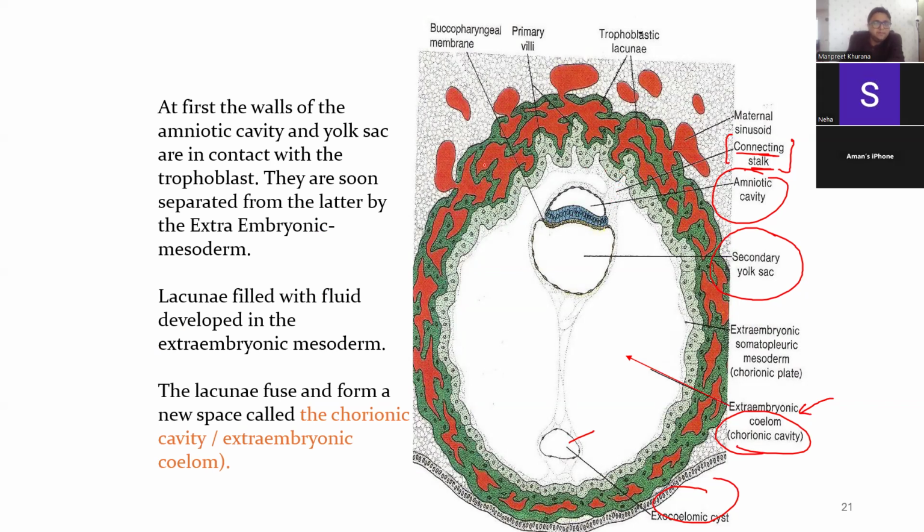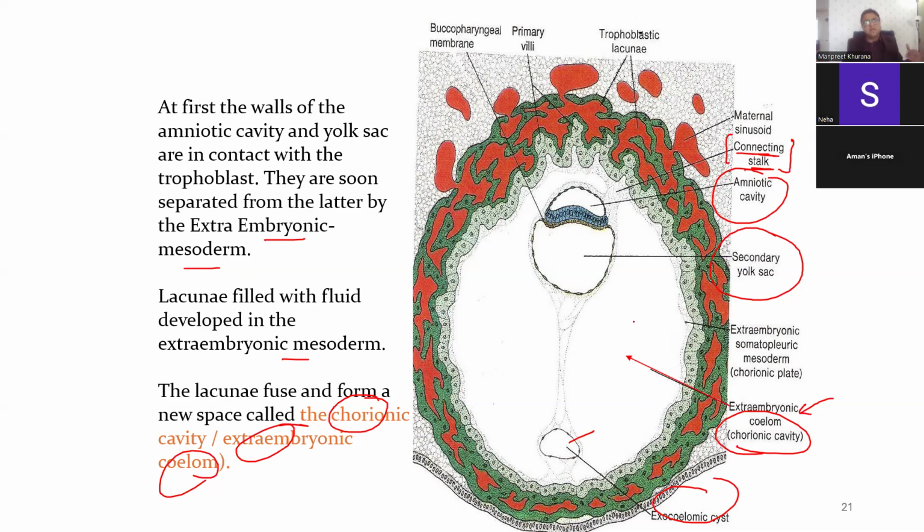The future placenta. Now, at first, the walls of the amniotic cavity and yolk sac are in contact with the trophoblast. They are soon separated by extraembryonic mesoderm, and lacunae fill in this extraembryonic mesoderm. Then they fuse to form the chorionic cavity or extraembryonic coelom. So now we have a few more concepts. We know about the chorionic cavity, the amniotic cavity, the secondary yolk sac, the primary yolk sac, right? What is the maternal sinusoid?